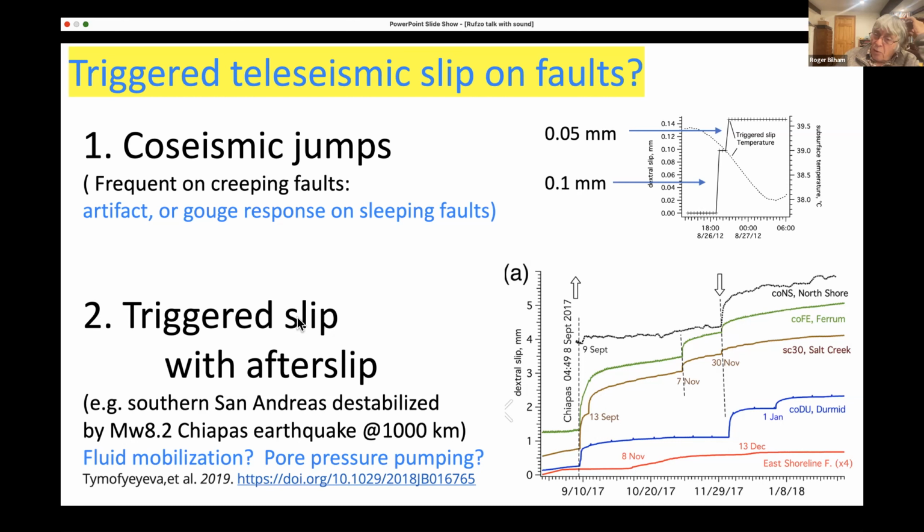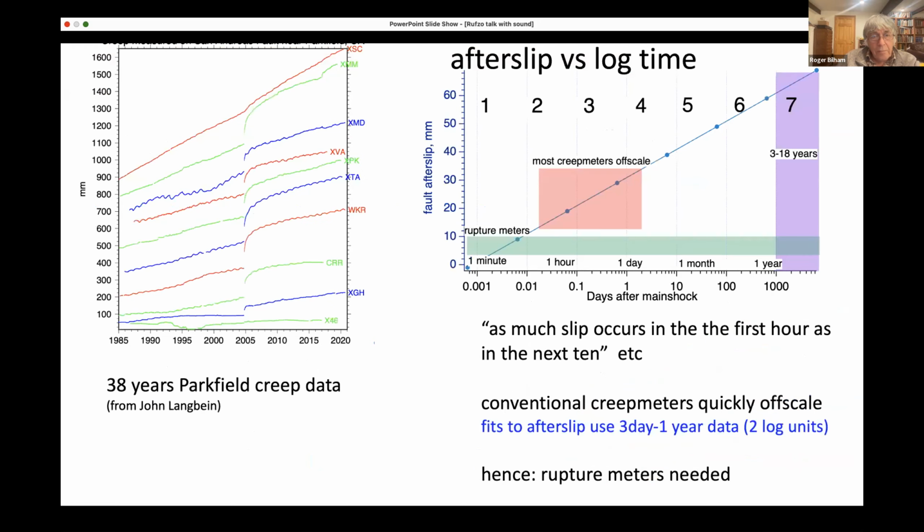It's something that happens on the fault, and we'd like to know more about this kind of process. It could have been caused by pore pressure changes in the fault zone, or some kind of small slip event at depth that propagated at the surface. Let's talk about afterslip. Afterslip is almost ubiquitous on California's faults after a moderate earthquake.